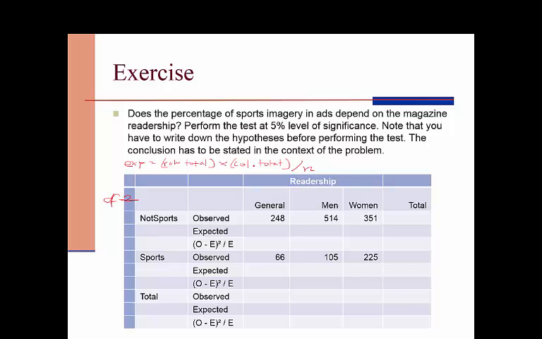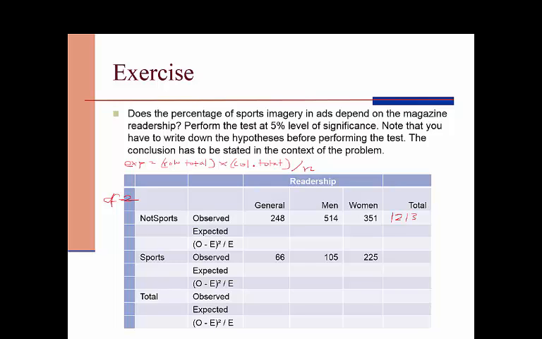Okay, so let's find out the totals first. So first, we know the total for not sports is 248 plus 514 plus 351. Okay, that total is 1,113.